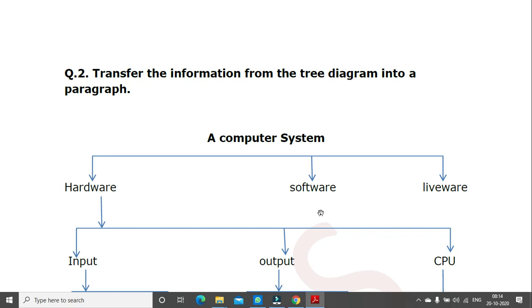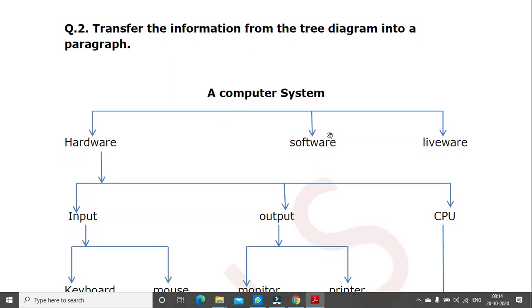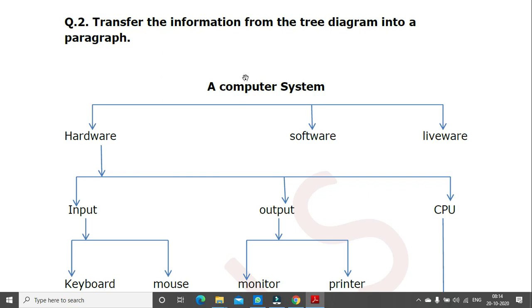Next one. Transfer the information from the tree diagram into a paragraph. So you'll write a paragraph about this. Should be very easy for you since you're already learning computers. The title will be a computer system. Now what is a computer system? Divided into hardware, software, liveware. The arrow from hardware goes down to input, output, CPU.